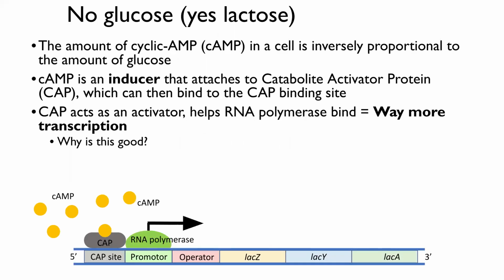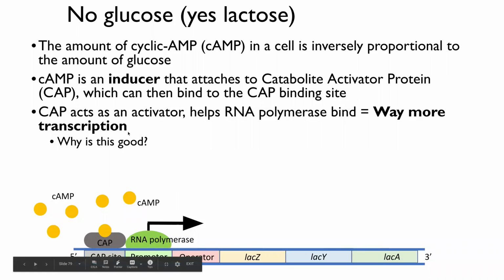So if glucose is absent and lactose is present, the amount of what we call cyclic AMP, or cAMP, is inversely proportional to the amount of glucose. So when cAMP is very, very high, glucose is very, very low. When cAMP is very, very low, glucose is very, very high. But cAMP is an inducer. What it does is it attaches to the catabolite activator protein, or CAP, which can then bind to the CAP binding site. I know it's getting kind of complex, but the diagram does a lot of justice down here.